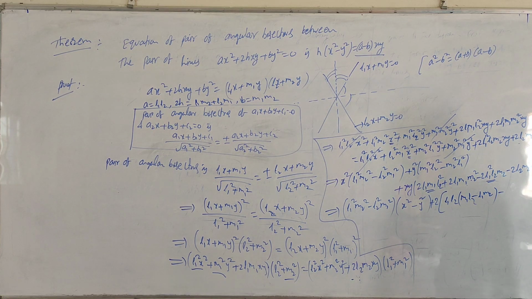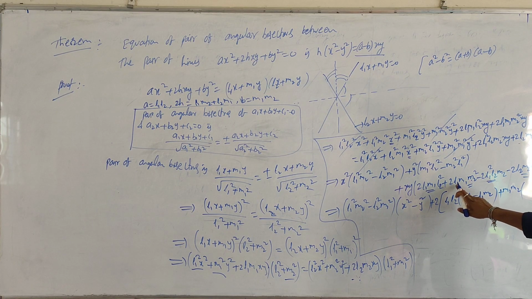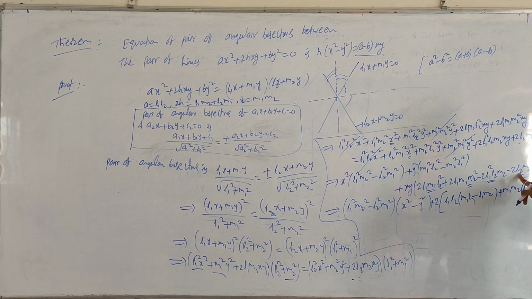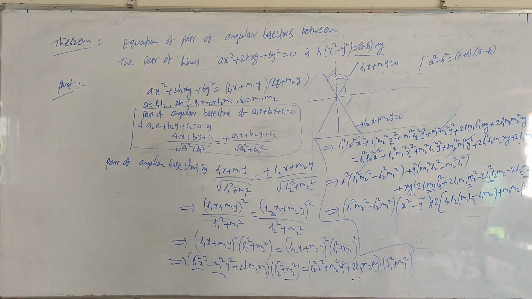Similarly, from these two terms, what can you take common? M1 M2 you can take common. If you take M1 M2 common, what do you have? L1 M2 is there, and here L2 M1 is there, minus L2 M1, is equal to 0 into xy. Is this board visible to you or not?